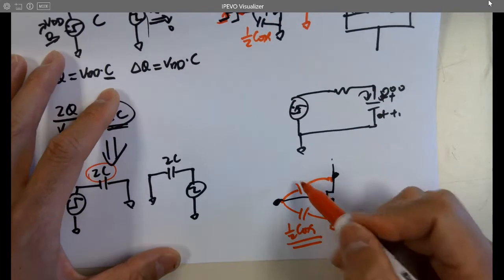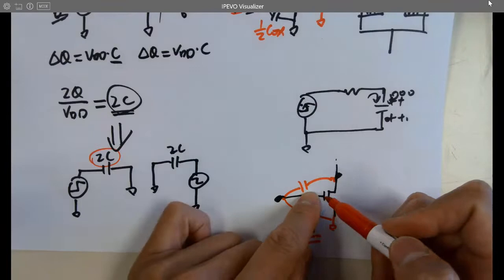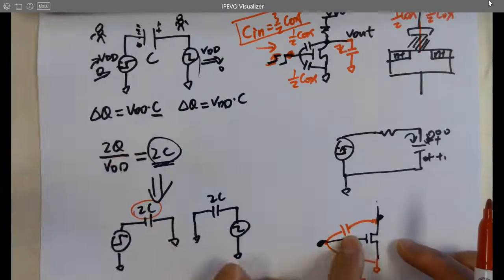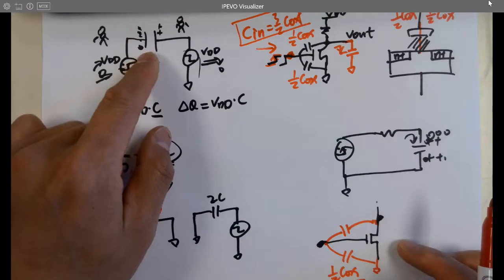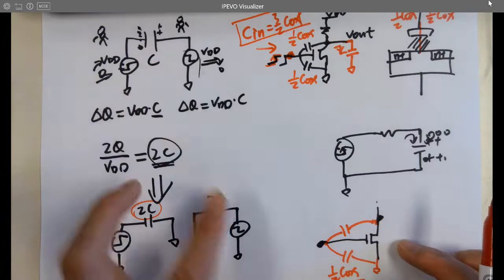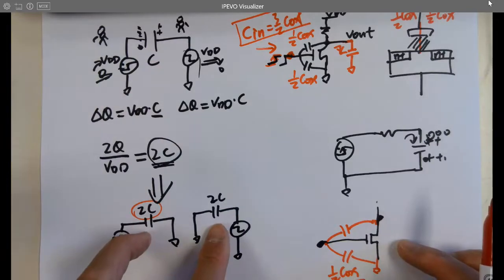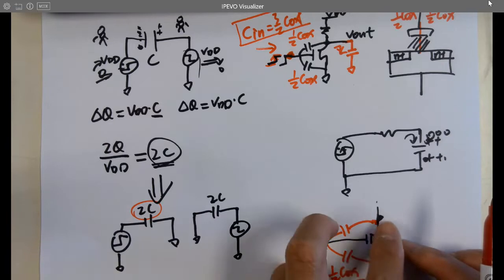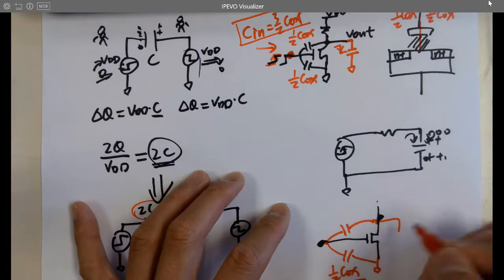But this one does have that Miller effect, and this capacitor is like this capacitor in the model, right? For this model, we divide it into 2 caps, and one is 2C, right? So for this one, we should divide into 2 caps, right? So one is connected to the output.